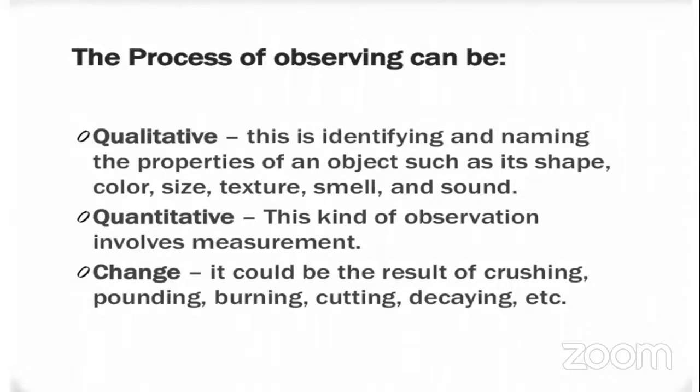Or how many trees you were able to see on your way when you were walking. This is another example of measurement, where you can find how many numbers you are able to recollect and what values you can add to it. Then coming to the third one, observance is also said to be change. It could be the result of crushing, pounding, burning, cutting, decaying, all these processes, which change the biological or chemical nature of one compound to another. You can find how these changes take place.